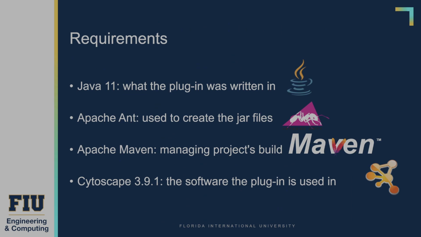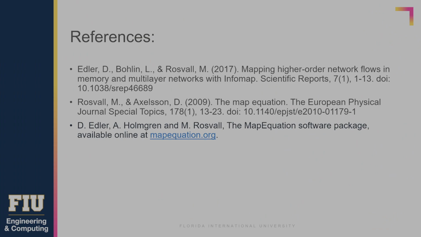Requirements to run SciFinder: Java 11, the plugin was written using Java; Apache Ant used to create the jar files; Apache Maven monitoring the project's build; and Cytoscape 3.9.1, the software the plugin is used in. For reference: Mapping Higher Order Network Flows in Memory and Multilayer Networks with Infomap by Edler, Bohlin, and Rosvall. The Map Equation by Rosvall and Bergstrom, and the map equation software package available at mapequation.org by Edler, Holmgren, and Rosvall.